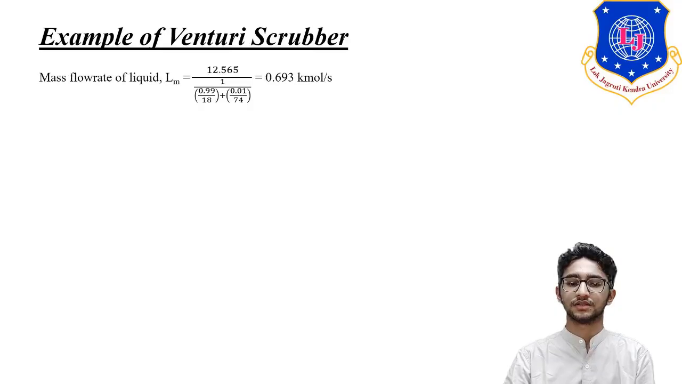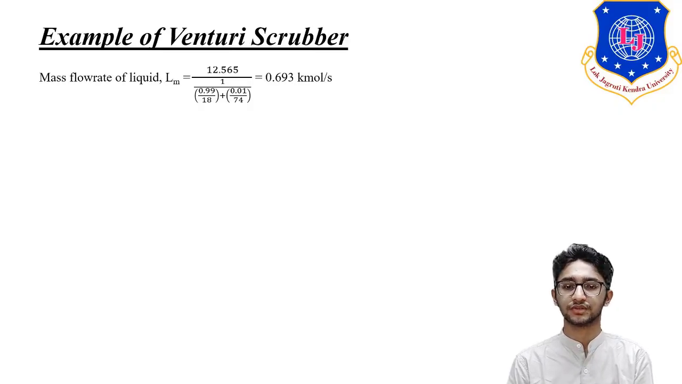Now we will calculate the mass flow rate of the liquid, that is Lm, which equals 12.565 upon 1 upon 0.99 upon 18, that is for the water, plus 0.01 upon 74 for the lime. So we will get the mass flow rate of the liquid as 0.693 kilomole per second.